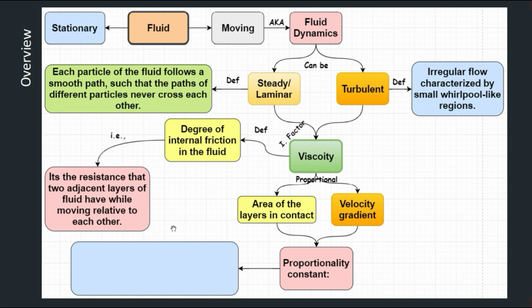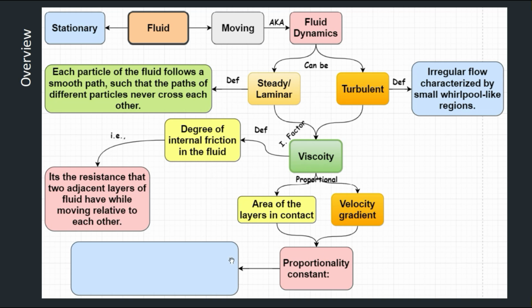Now, when will a stream, the same water or a smoke, move as a laminar flow? When will it move as a turbulent flow? Well, there are a lot of factors, but the main factor is viscosity. Viscosity is nothing but the degree of internal friction in a fluid. So if the friction increases, viscosity is more. If the friction is more in a fluid, then it's said to be more viscous.